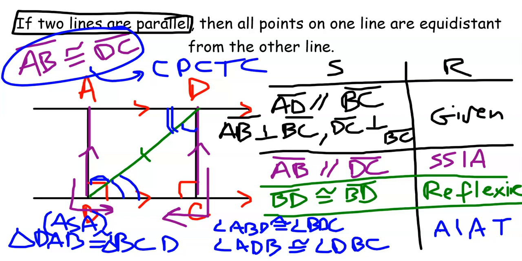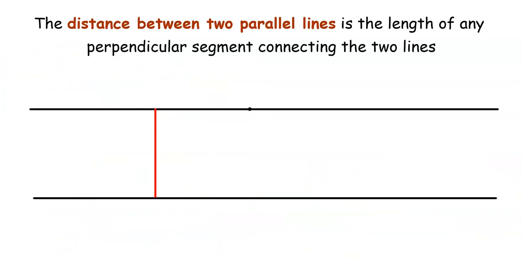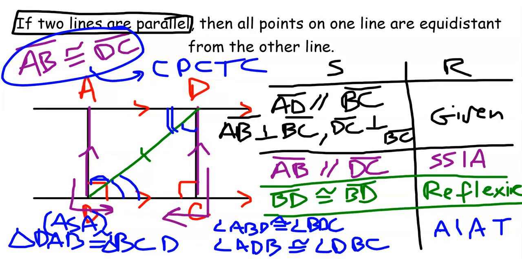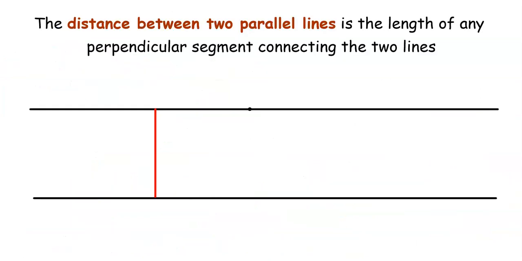And so now that we're here, the last slide on the video is just the distance between two parallel lines is the length of any perpendicular segment connecting the two lines. Because of what we just saw, that if two lines are parallel, then all points on one line are equidistant from the other line, that means that any perpendicular segment is going to be congruent, so we just have to find one and measure it.